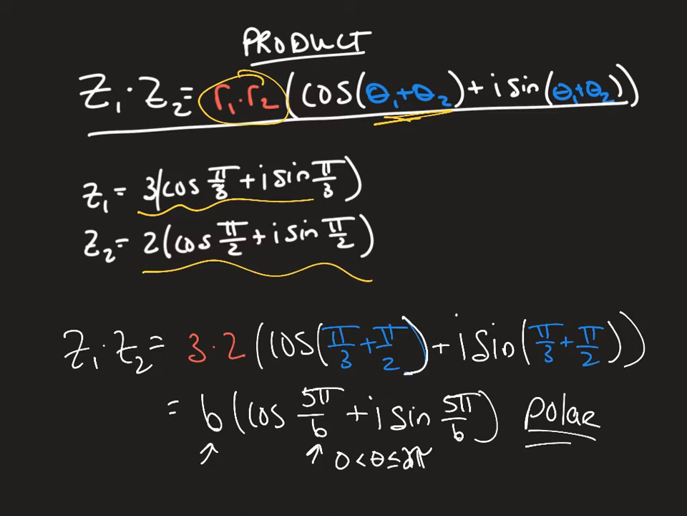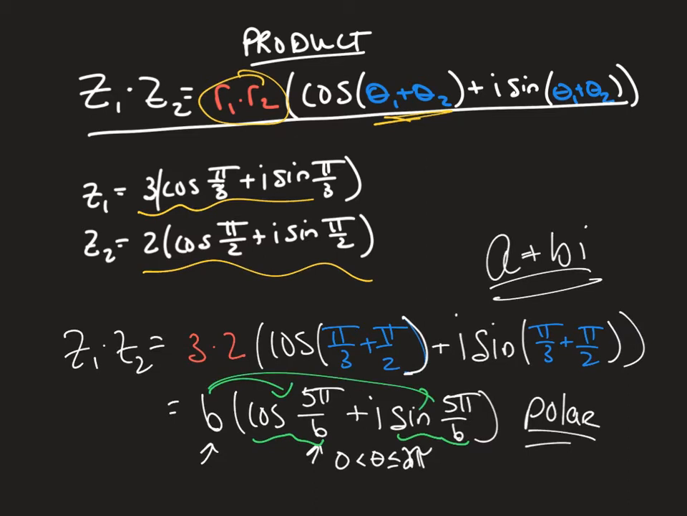If I wanted rectangular form, the A plus BI format, guys, remember, all you're going to do is actually find the cosine of 5 pi over 6 and the sine of 5 pi over 6. That is, cosine is negative radical 3 over 2, and sine is 1/2, and then you just distribute your 6 across. And I don't think I said this when I was converting them back and forth in that other video, but remember, guys, if it's not an angle that's on the unit circle, just use your calculators and get a decimal, okay?